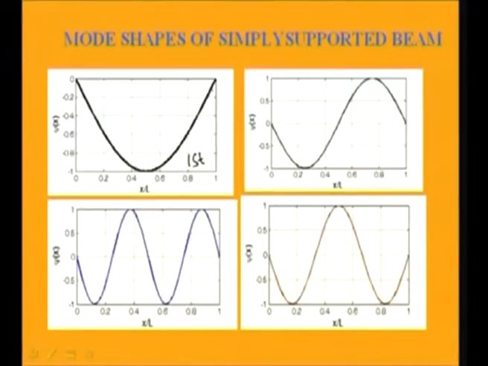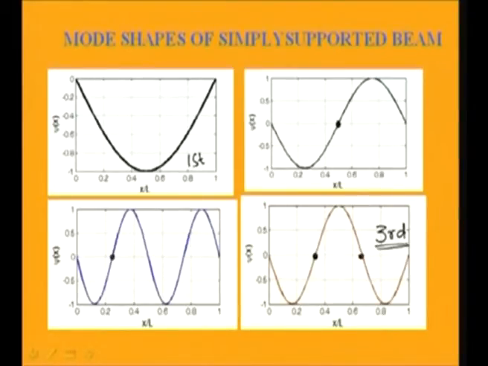For the second mode, you can find the mode shape is this way, and there is one node here. So this is the node point. That means in case of the second mode, this point will not vibrate. Similarly, for the third mode, you can see there are two nodes present. So this corresponds to the third mode.